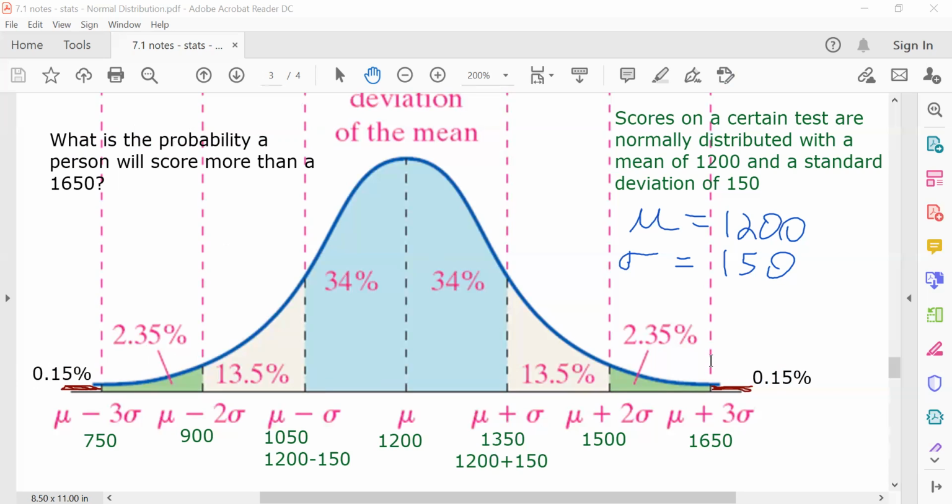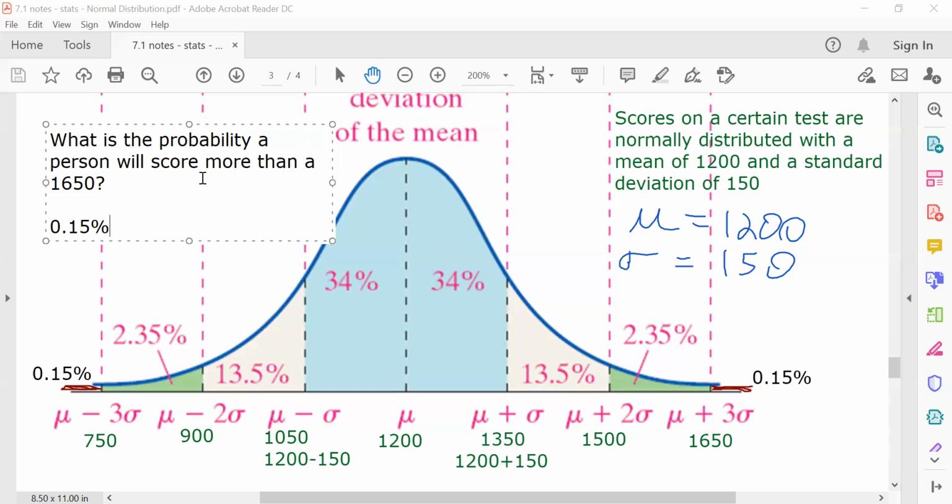So the probability a person will score more than 1650, here's 1650, we need to be above that. So just that tiny sliver alone is 0.15%. And so that's the answer. It's extremely unlikely. 0.15%, that's less than 1%. So that's saying that 15 out of 10,000 people will score better than a 1650. So it's possible, it's just very unlikely.